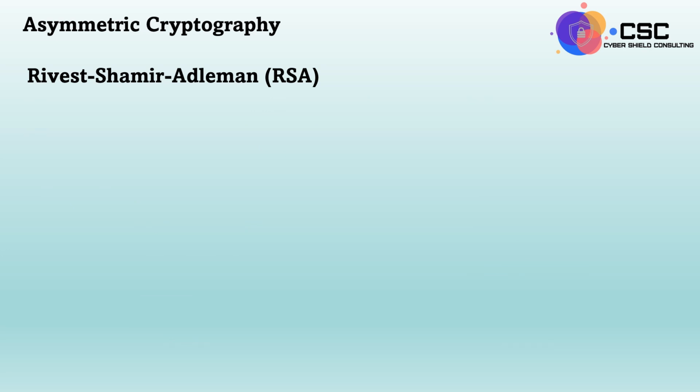RSA encryption relies on the difficulty of factoring large prime numbers. The security of RSA is determined by the size of the key, which is composed of two large prime numbers multiplied together. The larger the key, the harder it is to break the encryption. Let's examine different RSA key sizes.